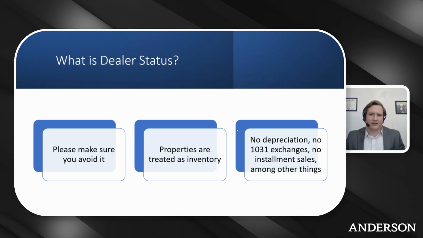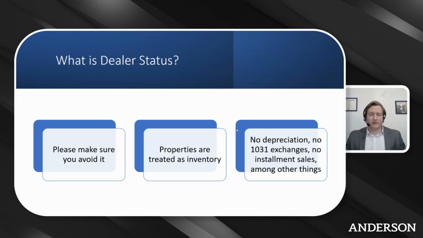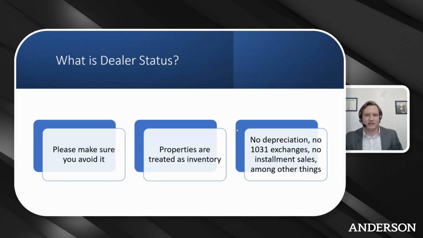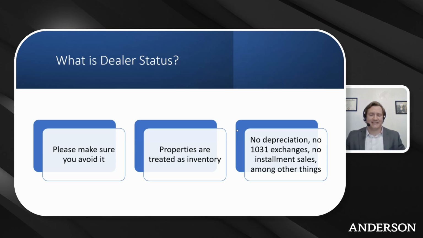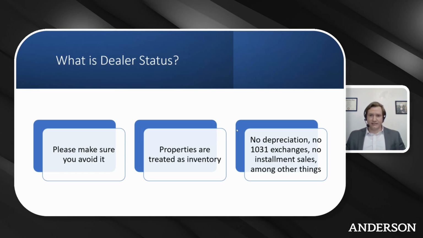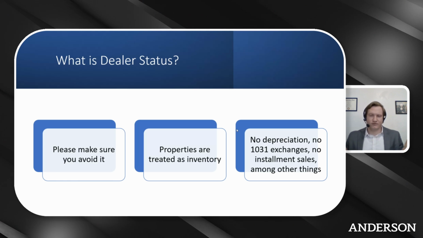Another big thing is we cannot do 1031 exchanges. We have other videos that talk in more detail about what a 1031 exchange is, but at the basic level, it's an outstanding tax planning strategy where you can sell a property and purchase a new one and delay paying your capital gains taxes, which is outstanding. It's a lovely strategy when used correctly. However, again, if you're a dealer, none of that.